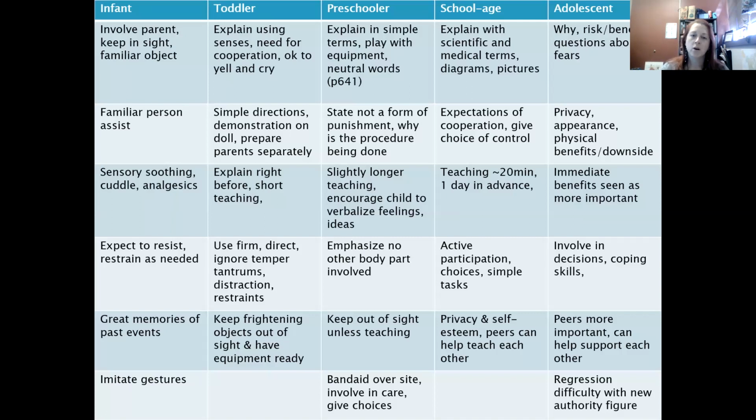The preschooler, we can now give more information to. We still are going to use very, very simple, short, one, two, three word sentences with explanations. This is the age group that thinks the things we're doing to them are a form of punishment. They're very afraid of a lot of invasive procedures at this age. Slightly longer teaching sessions can be done at this point. You still want to do it as close to the procedure as possible, right before if possible, but you can do it a little bit in advance with this age group.